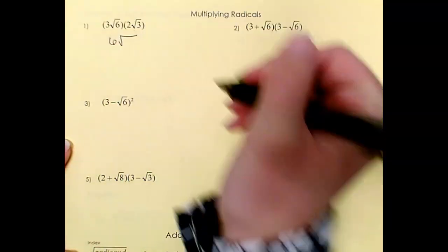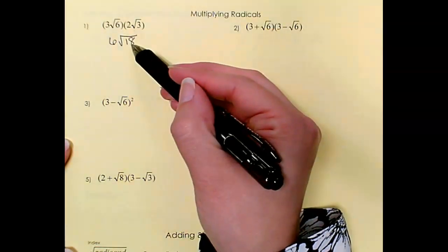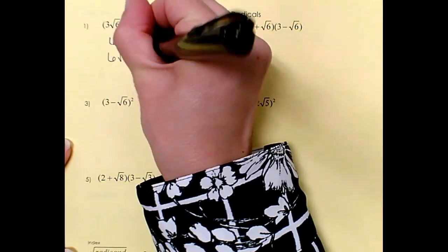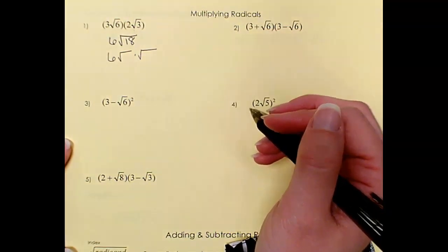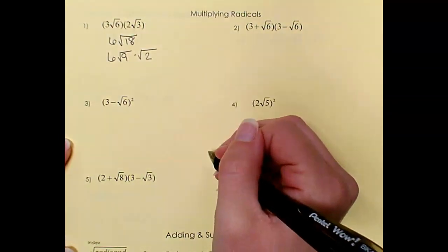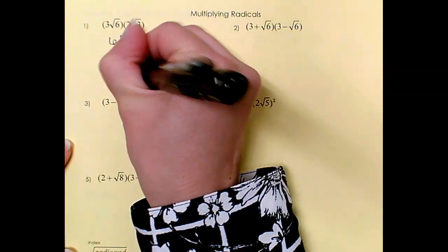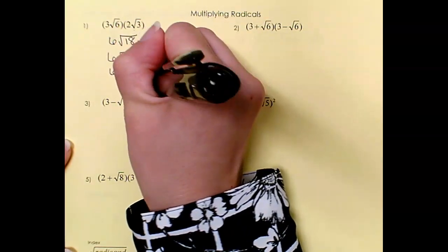So 3 times 2 is 6. Square roots of 6 times 3 is 18. And you always check to see if you can simplify the radical. So 6 is still on the outside. I can break the square root of 18 up into a perfect square and the leftovers. The perfect square that divides 18 is 9. So we have 6 times the square root of 9, which is 3, times the square root of 2. And this is 18 square roots of 2.